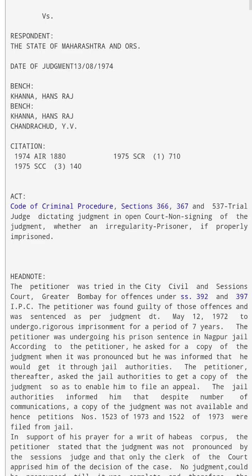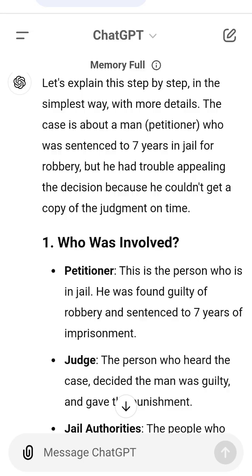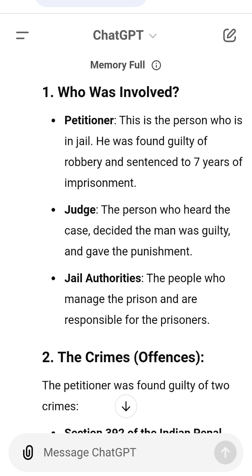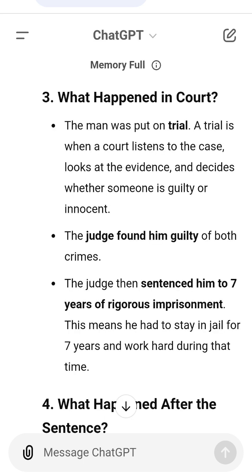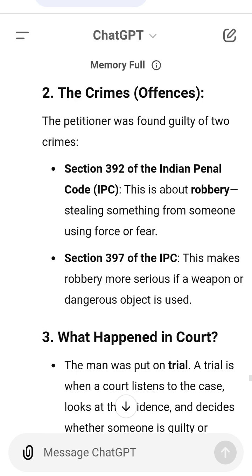Imagine you're in a competition and the judges decide that you lost. You believe they made a mistake, so you ask to see the score sheet judgment to understand why they made that decision. But they refuse to give it to you. Without the score sheet, how can you challenge their decision or prove that they made an error? This is similar to what happened in this case. The petitioner wanted to challenge his punishment, but couldn't do so without the judgment.